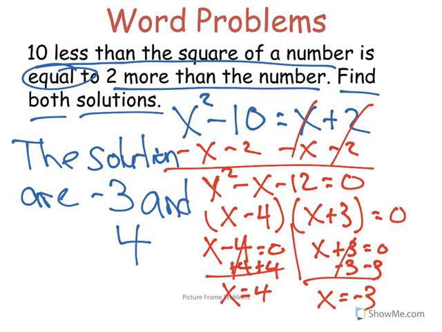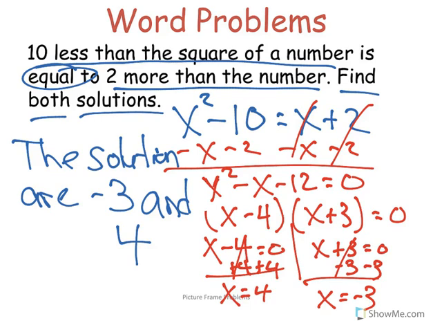So let's think about it. 10 less than the square of the number is 2 more than the number. So let's consider negative 3. What's 10 less than the square of negative 3? Well, the square of negative 3 is positive 9. 10 less than that is negative 1. And that's 2 more than negative 3 because negative 3 plus 2 is negative 1. So that actually will check. And if we check 4, 4 squared is 16, 10 less than that is 6, which is equal to 2 more than 4. Yeah, 6 is equal to 2 plus 4.